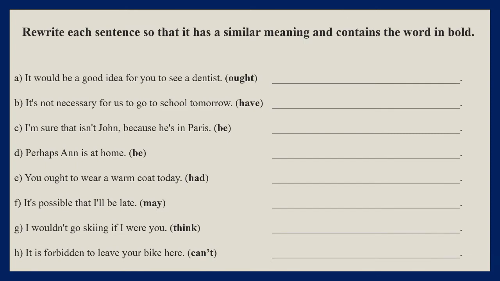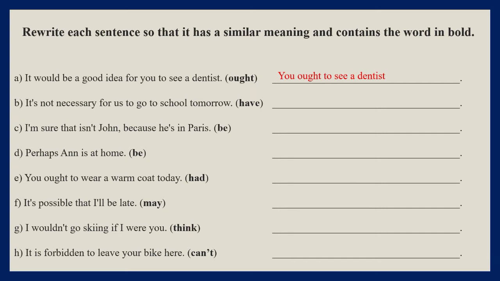Next exercise. Rewrite each sentence so that it has a similar meaning and contains the word in bold. A. It would be a good idea for you to see a dentist. We use ought. In here we are making a suggestion, so we could use should or ought to. You ought to see a dentist.